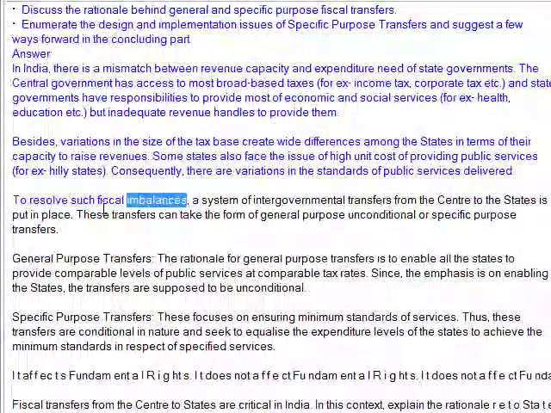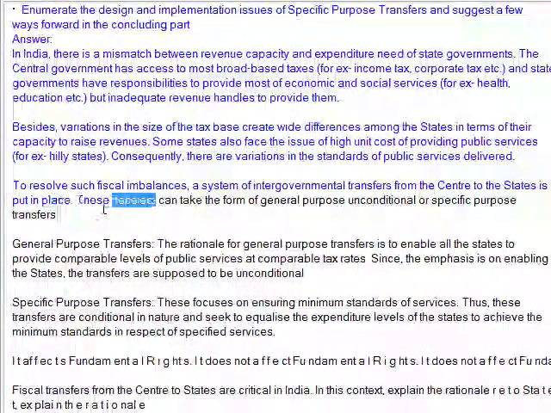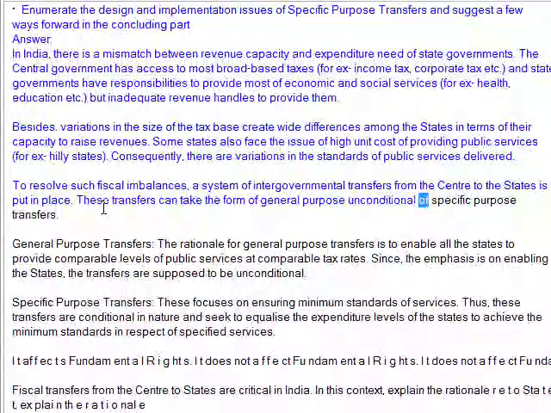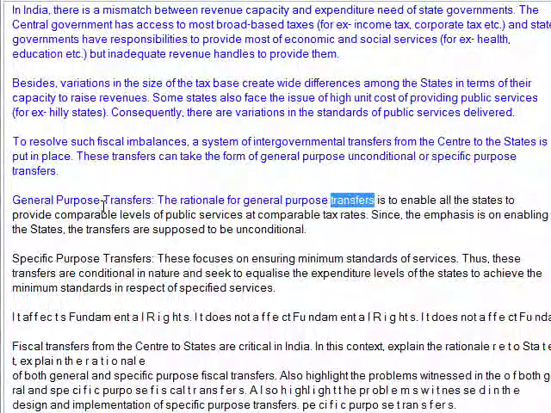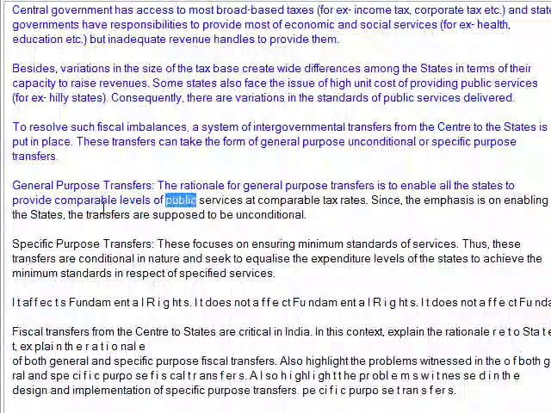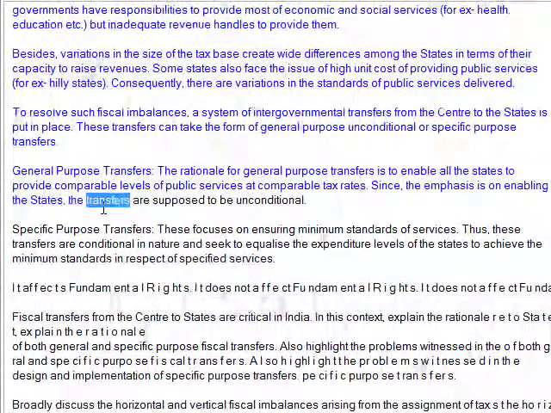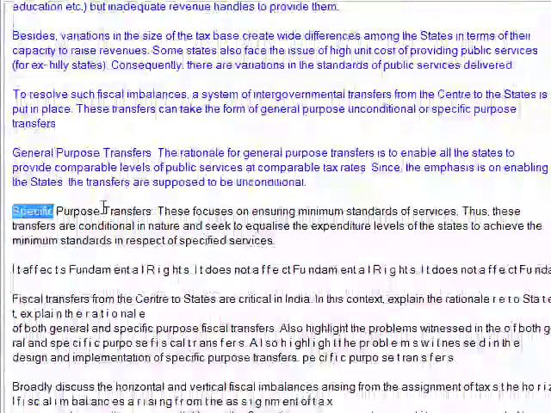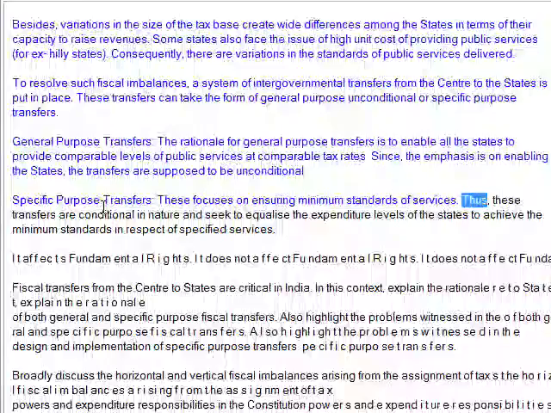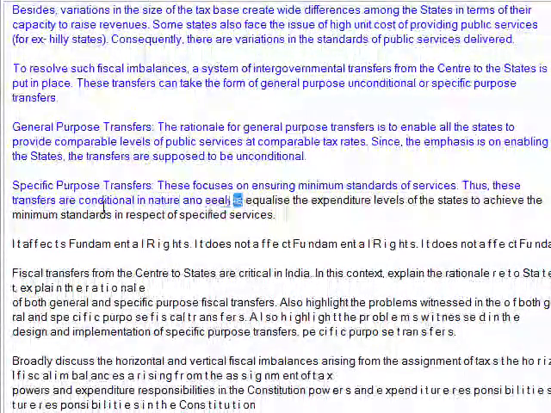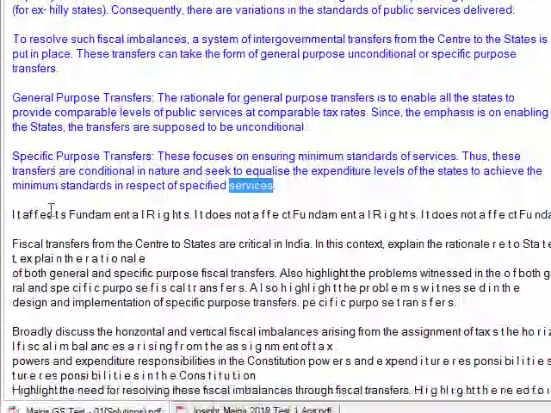To resolve such fiscal imbalances, a system of intergovernmental transfers from the Center to the states is put in place. These transfers can take the form of general purpose unconditional or specific purpose transfers. General purpose transfers: the rationale is to enable all the states to provide comparable levels of public services at comparable tax rates. Since the emphasis is on enabling the states, the transfers are supposed to be unconditional. Specific purpose transfers: these focus on ensuring minimum standards of services. Thus, these transfers are conditional in nature and seek to equalize the expenditure levels of the states to achieve the minimum standards in respect of specified services.